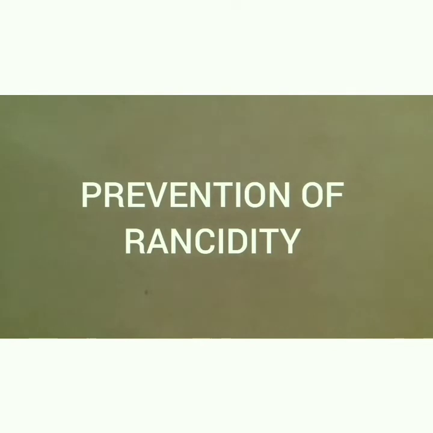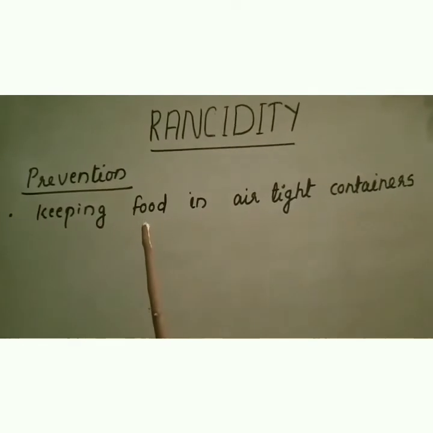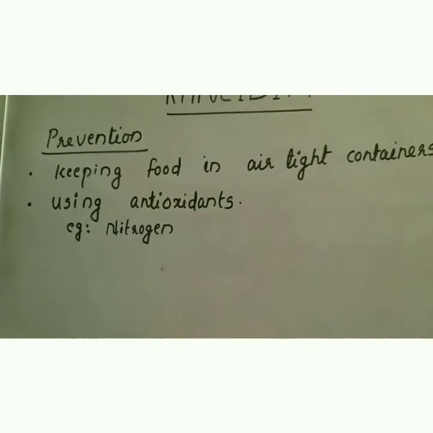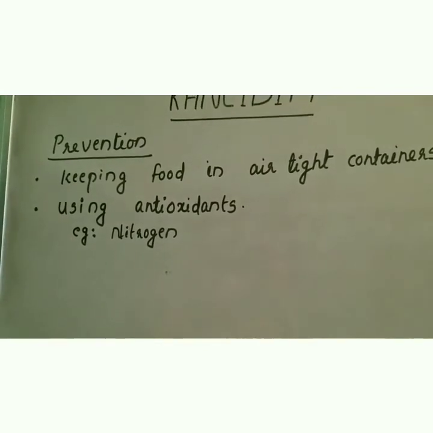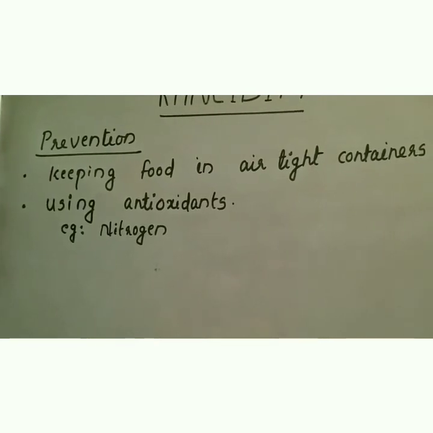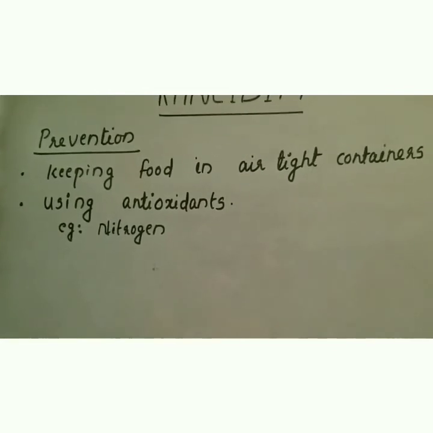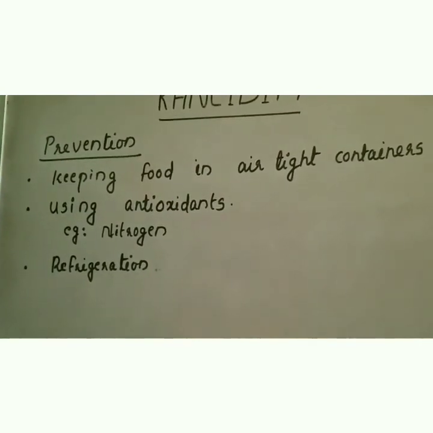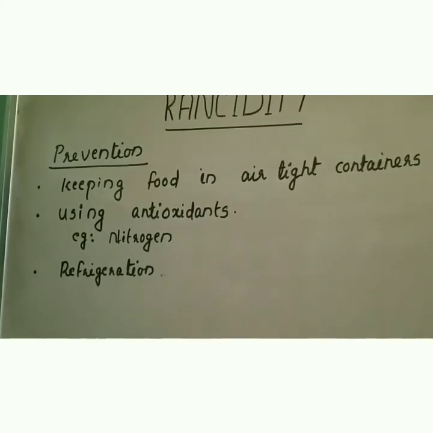Next, how can we prevent rancidity? First point, keeping food items in airtight containers. Then, using antioxidants. Antioxidants means the substances which prevent oxidation. Example, nitrogen. Next, refrigeration. Refrigeration means keeping food items at a low temperature. In this way, we can prevent rancidity.